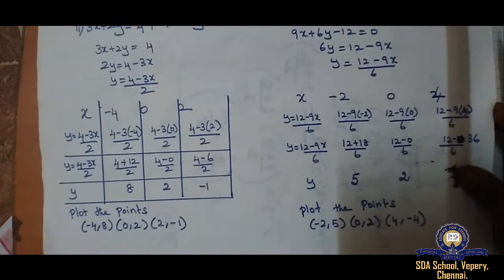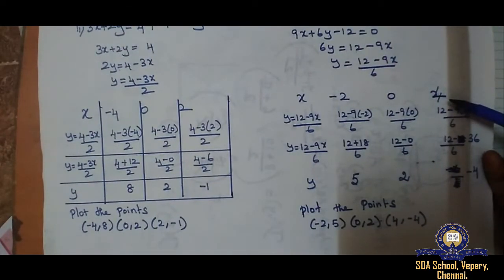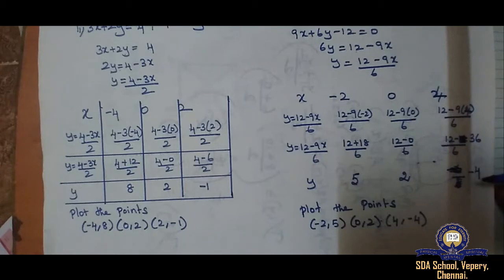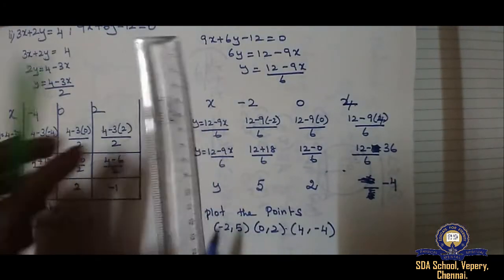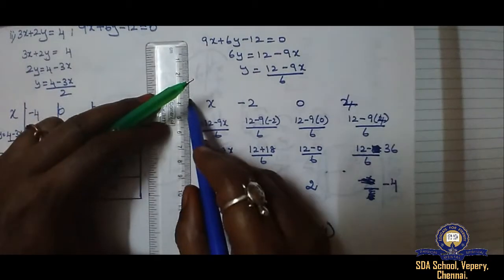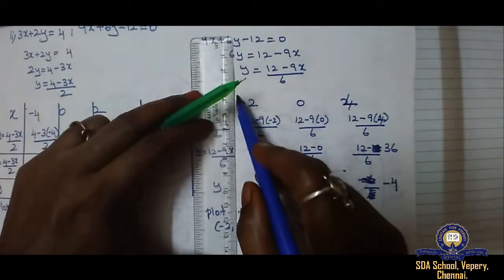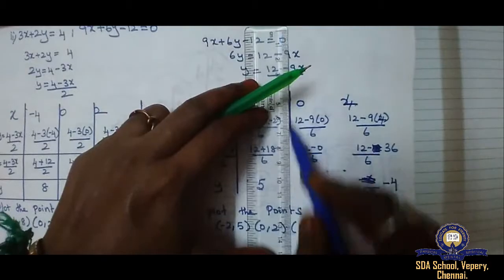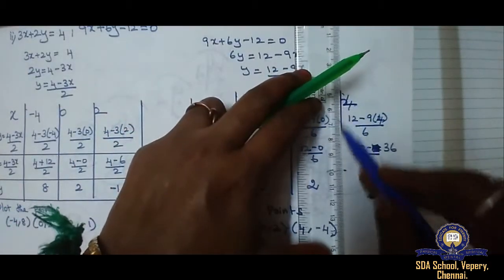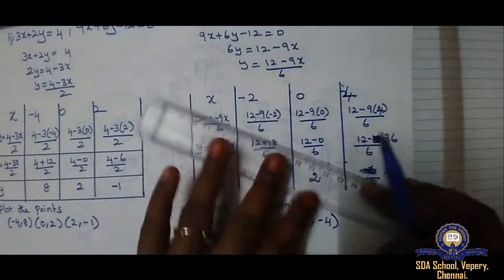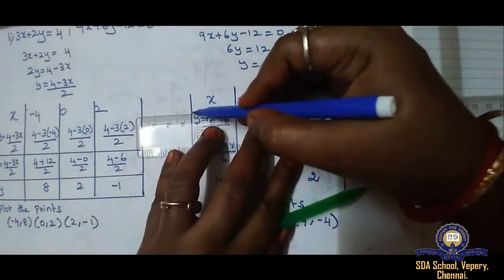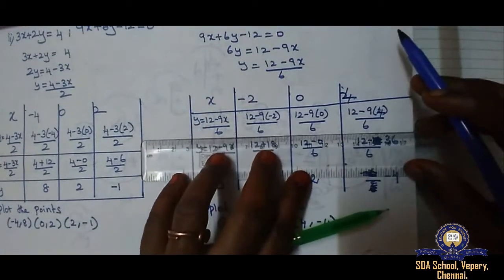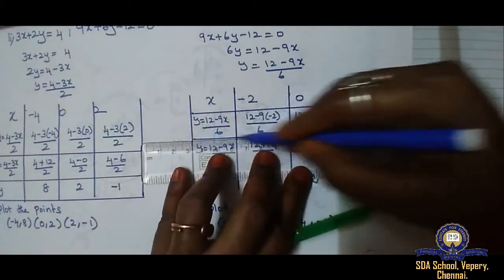Next equation. If I take the same values, I get the same answer here, so I change the values. The x values I took are minus 2 and 0, again 0 only I have taken here, and this is 4 I took here. Then we can draw a tabular column first, so that you won't get any confusion.